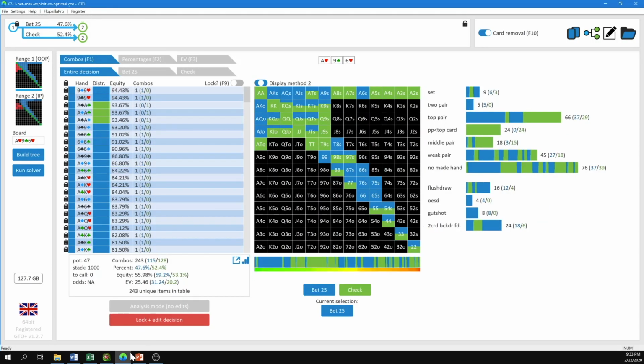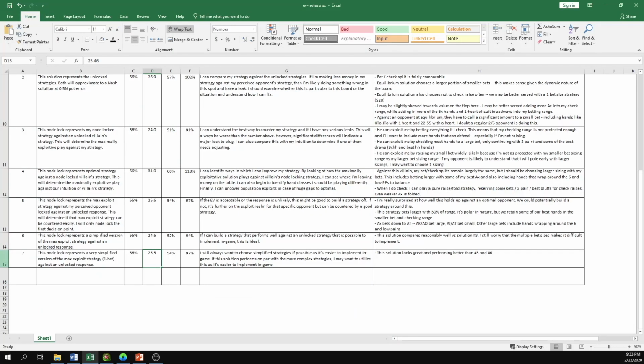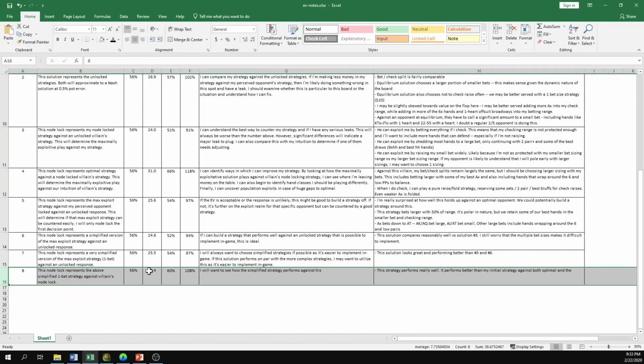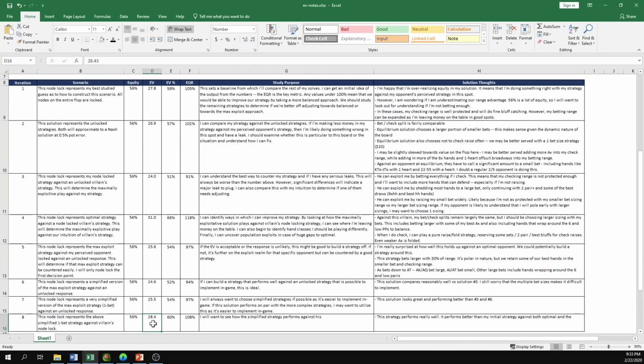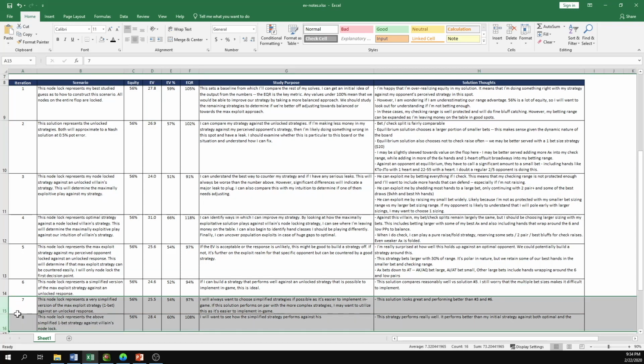I go back to locking villain strategy, and I won't open up that solve, but I did that again, and you'll see that this strategy against villain strategy ended up earning me $28 in EV, which is better than this $27.80 in EV. So what this ended up being is my one bet strategy. It's still exploiting my perception of villain strategy better than my original strategy, and the low is still higher than the counter that villain could have against my original strategy.